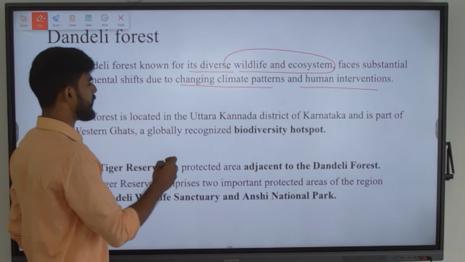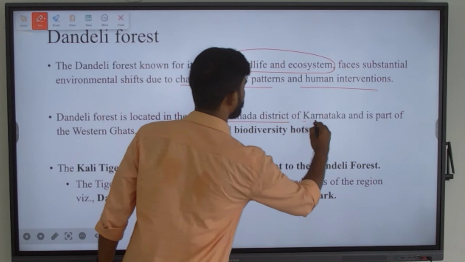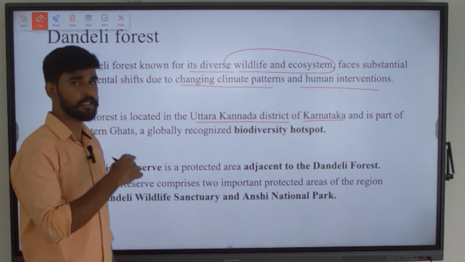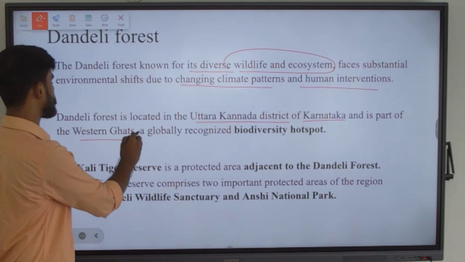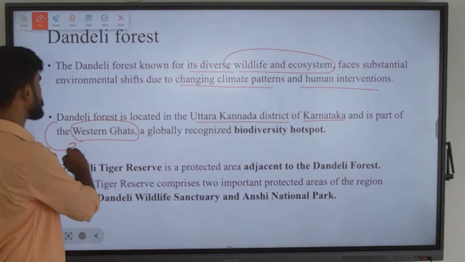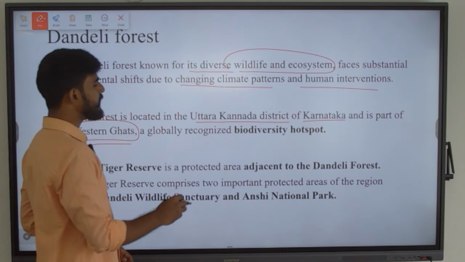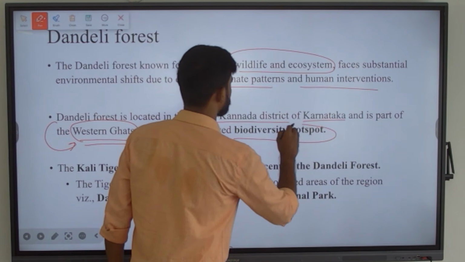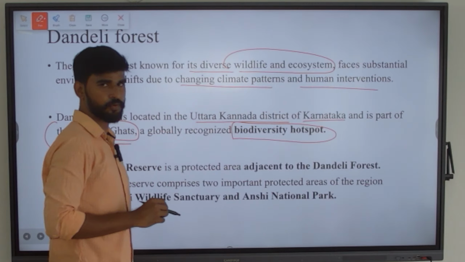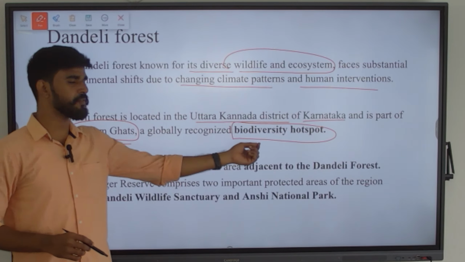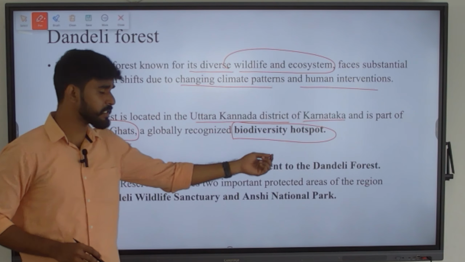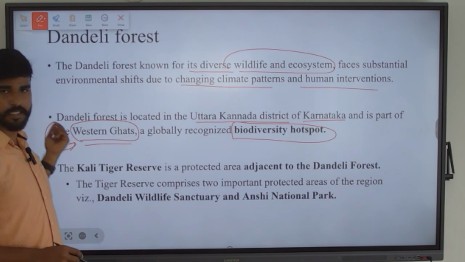It is located in the Uttara Kannada district of Karnataka, and this is a part of Western Ghats. This is also important. DANDELI forest is a part of Western Ghats, and this Western Ghats is a globally recognized biodiversity hotspot. We all know that.